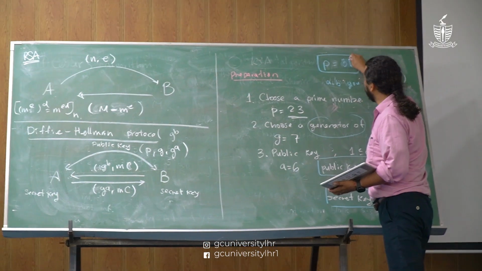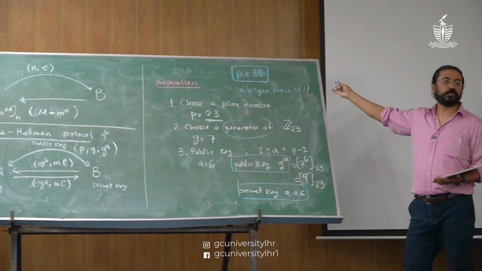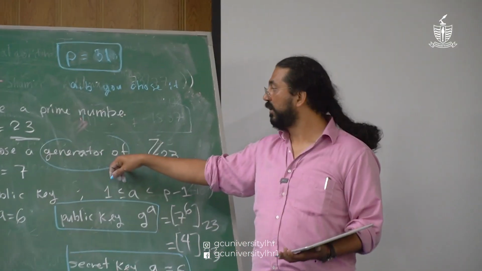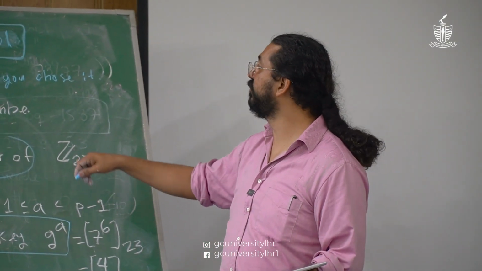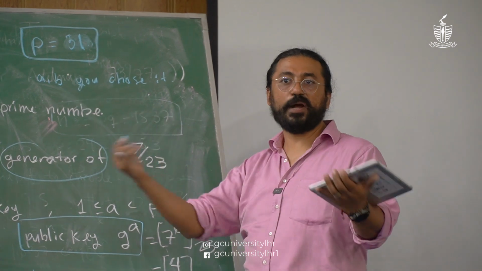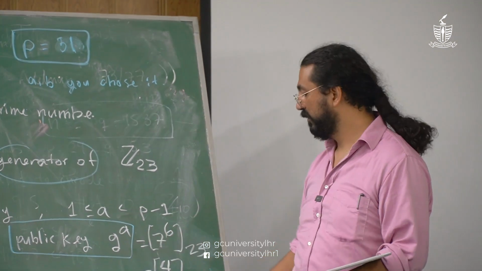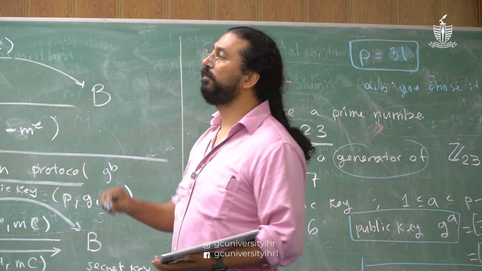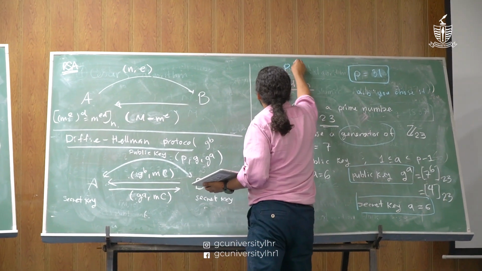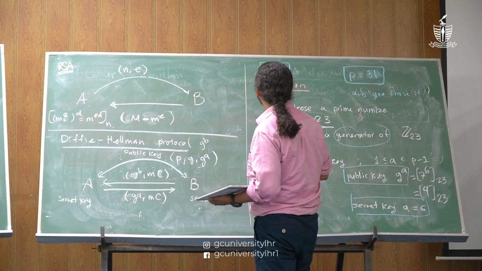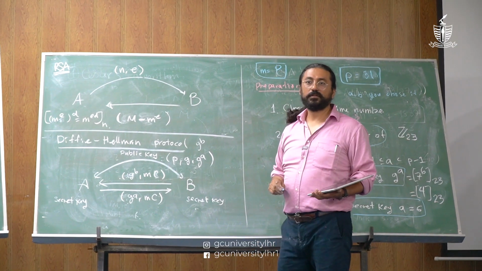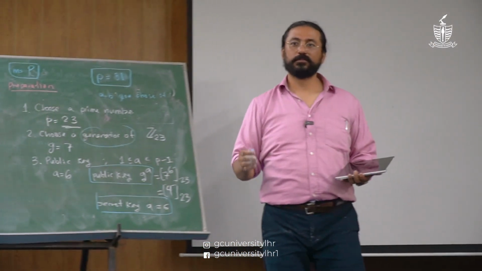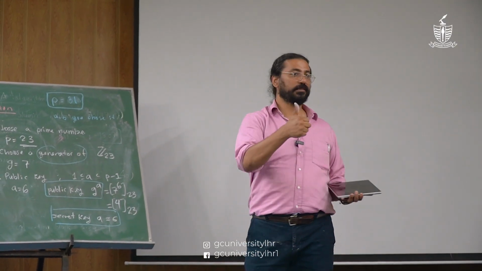It's easier for you, okay? So let's put 31. Then you have to choose a generator. You have to choose your secret keys. Each one of you has to choose a secret key. And then you have to send the message. The message that you have to send is P. You have to send the letter P to the other one. Okay?